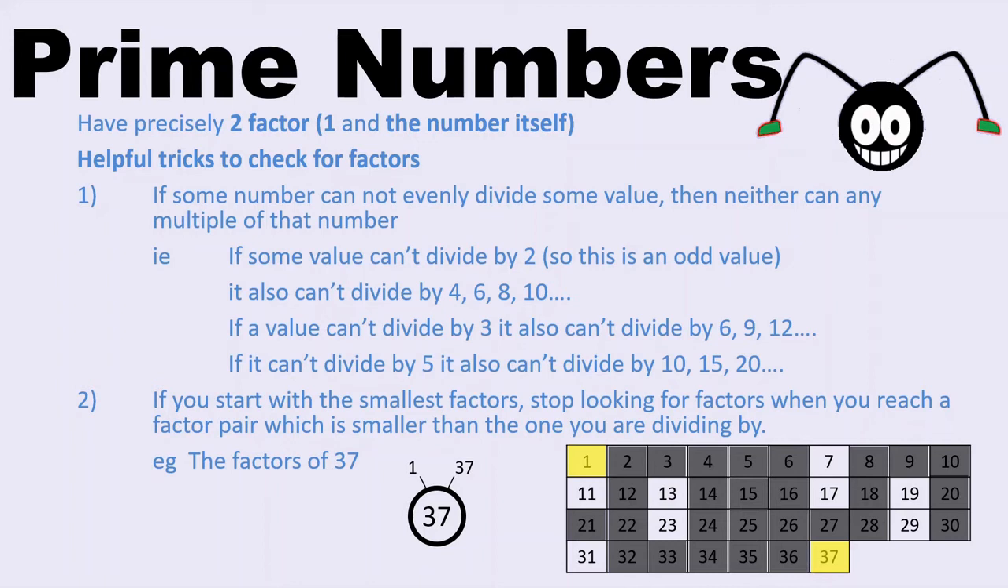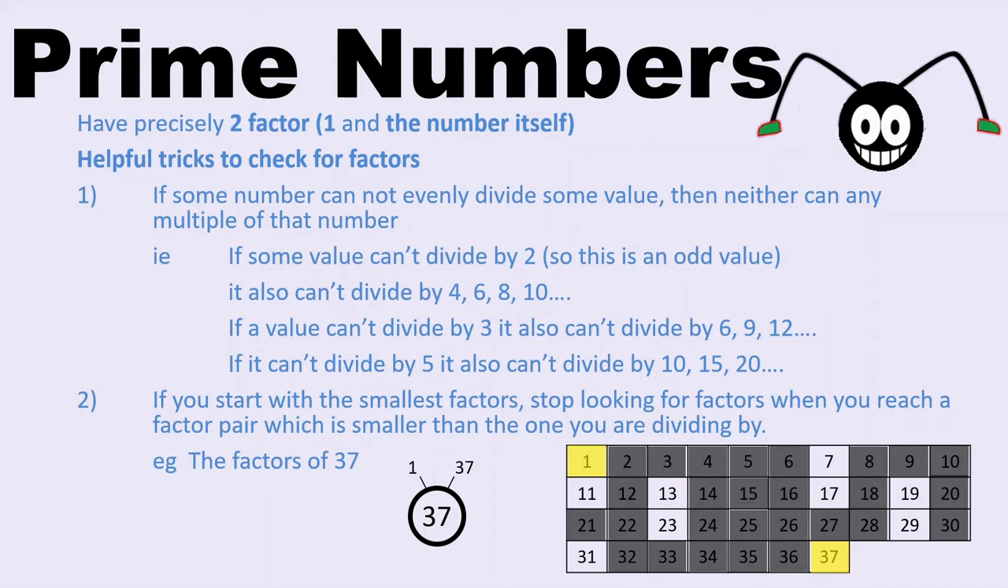And as I've just said, 35 divides by 7, but we're not talking about 35 here. We're talking about 37. 37 does not divide by 7. But if I tried dividing 35 by 7, I'd get an answer of 5. And that answer is smaller than 7.